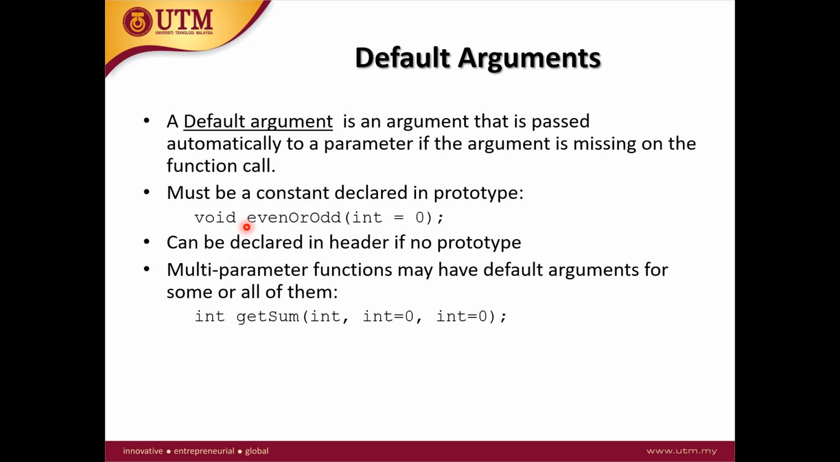So it must be a constant declared in the prototype, like here this is going to be a default. If we don't pass any value to this function in the main program when we are calling it, the function is going to give 0 to that variable, to that parameter. So for example, here in this function we've got 3 parameters. Some of them have defaults but some of them don't. For example, this one doesn't have a default value, but this one has and this one has.